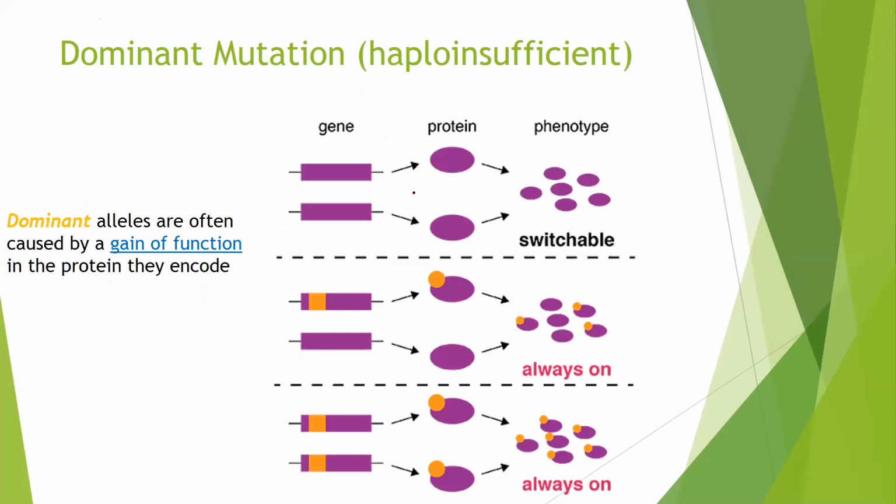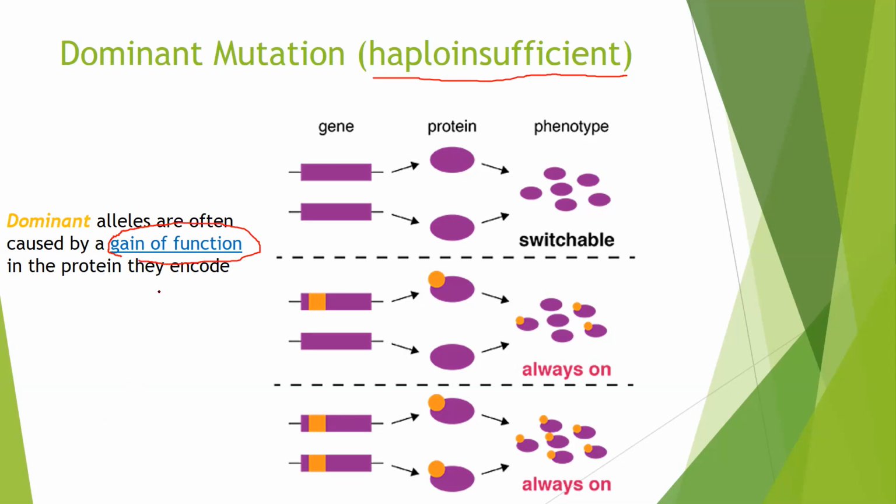Okay, so let's look at the dominant. For the haploinsufficient, there are multiple ways. There are multiple types of phenotypes, so let's look into this. One type of the dominant mutation, or the haploinsufficient, is caused by gain of function. This mutation will lead to the gain of function.